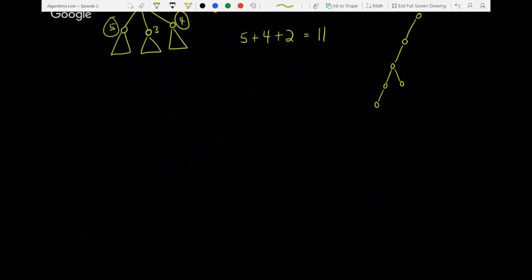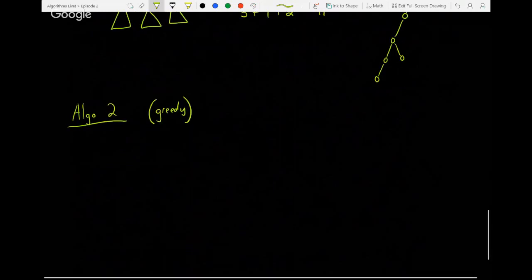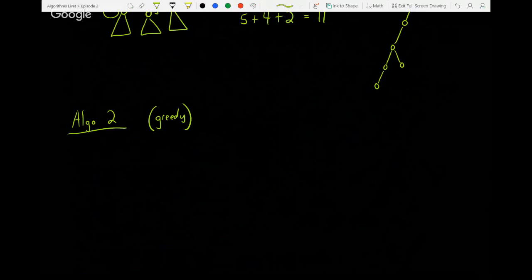The second algorithm is a little bit strange. So this is the second one we'll try. And this one is greedy. And to me, it's surprising that it works. So here's how it works. The first thing we do is we take any node. So just pick any node.